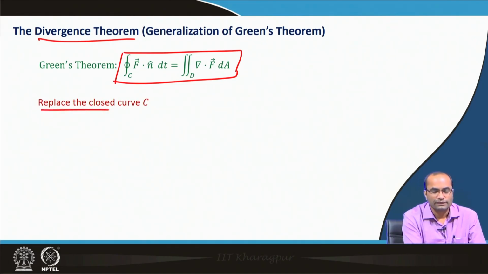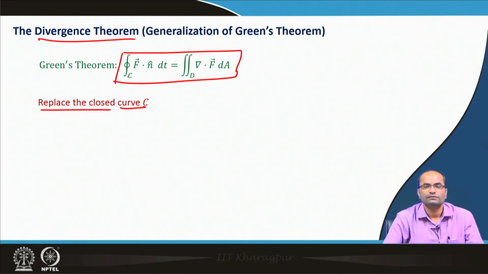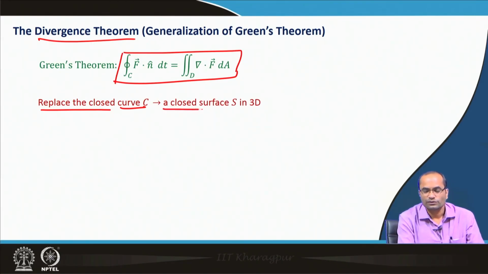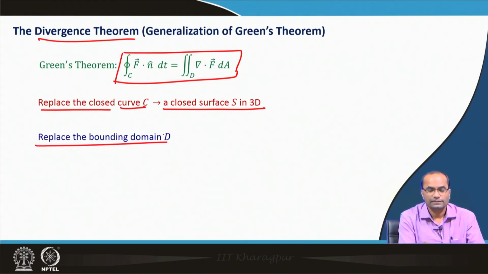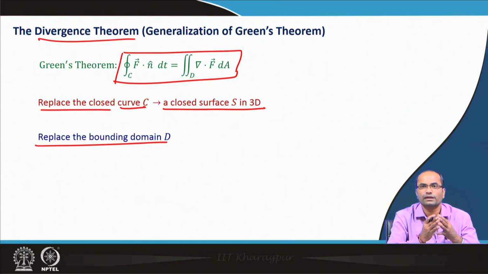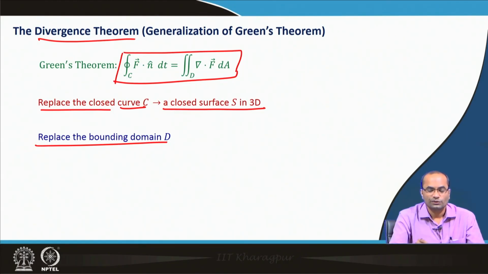So, what we can do for the generalization is replace this closed curve by a surface. We are going into 3 dimensions from 2 dimensions. In 2 dimensions we had the curve, and now we are talking about a surface. So, a closed surface S will be used in 3 dimensions. The surface is closed, and we will replace the bounding domain. There is a closed surface, which means there is a bounded region in 3 dimensions. That is the bounding volume we are mentioning here.